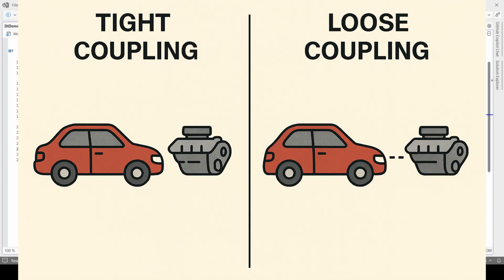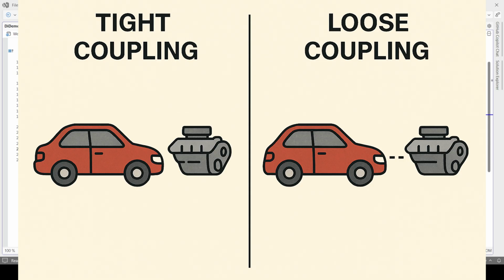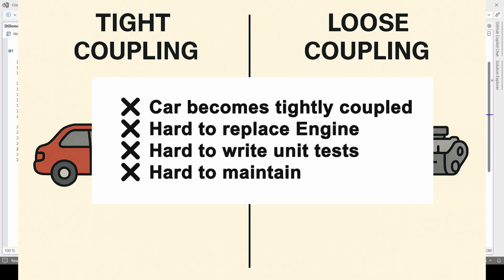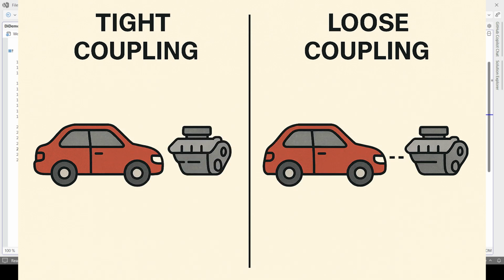Normally, a car class creates the engine like this, where engine equals new Engine. But this causes a huge problem. The car becomes tightly coupled: hard to replace the engine, hard to write unit tests, hard to maintain. So this is called tightly coupling.